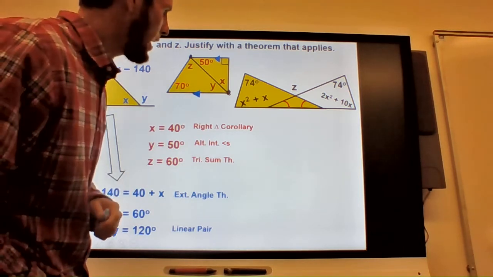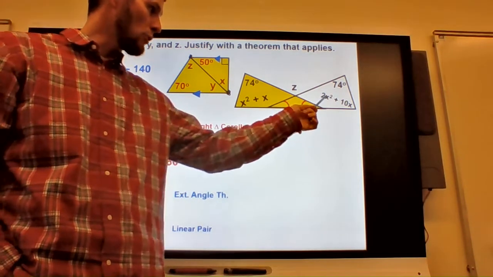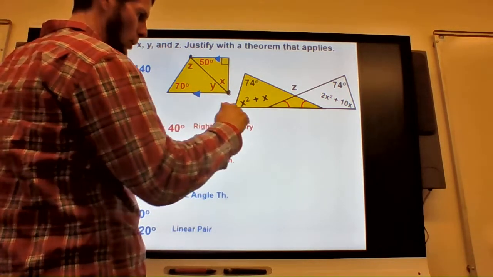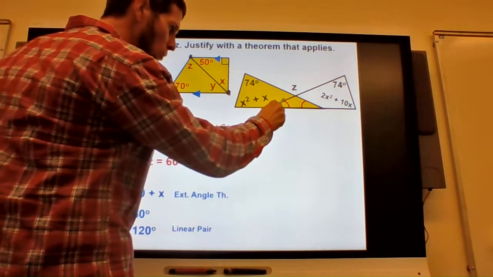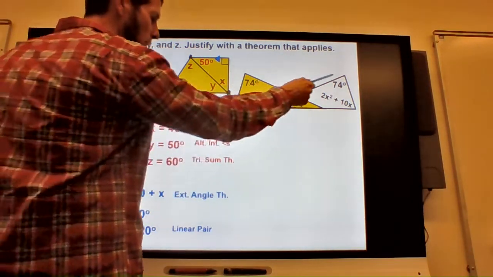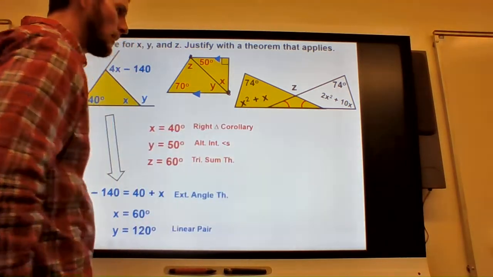So holy cow, I've really done you a service here by giving you a quadratic, another quadratic. Hopefully you can see all those clearly. I'd pause it again for now. There's little congruent marks here that are incredibly important. That helps you. 74 degree angles up top. So you can find X and Z in the last one.